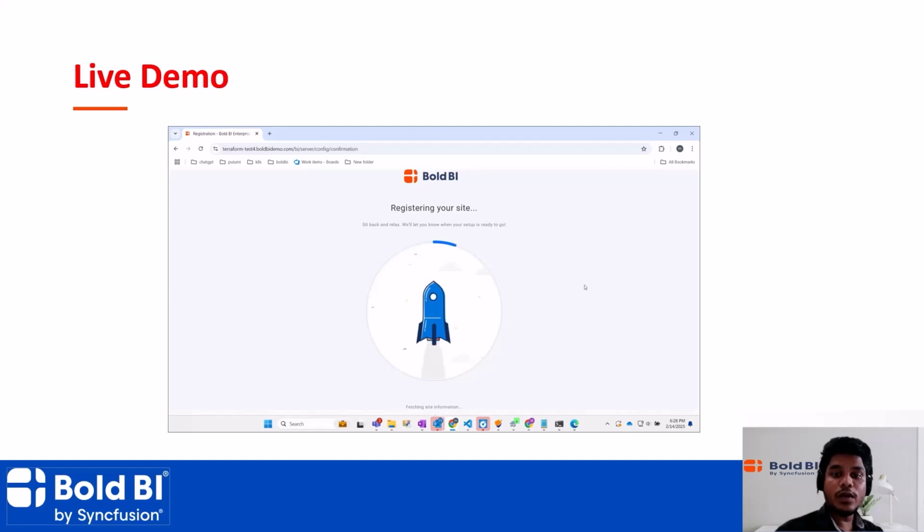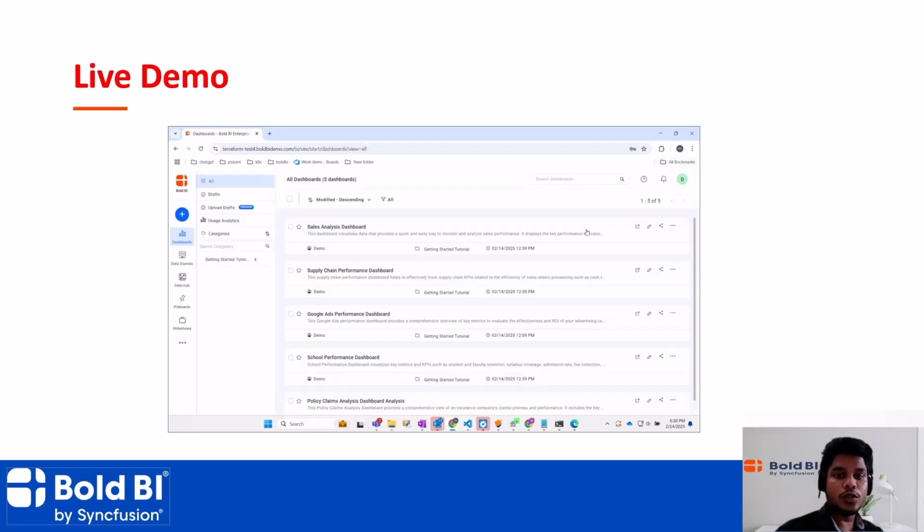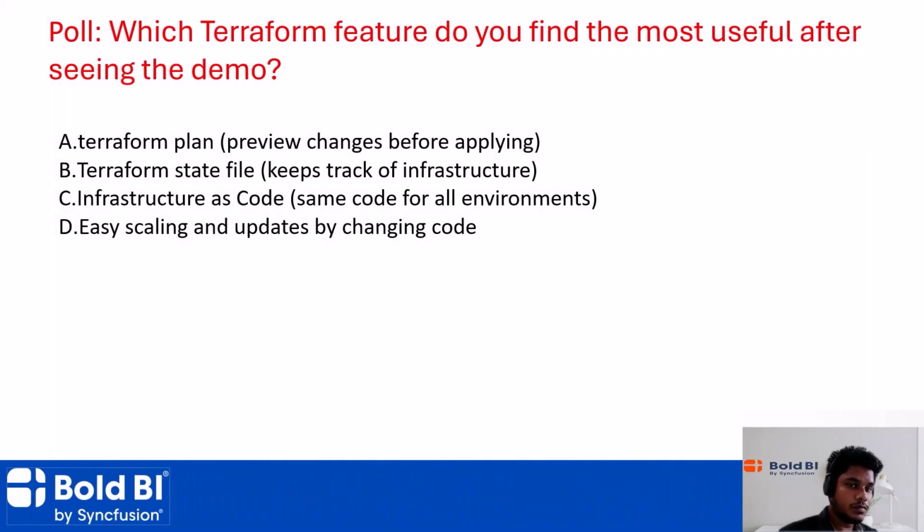Now that we have completed the demo, let's do one last poll. Here is the question. Which Terraform feature do you find the most useful after seeing the demo? Option A, Terraform plan to preview changes before applying. Option B, Terraform state file keeps track of infrastructure. Option C, infrastructure as code, same code for all environments. Option D, easy scaling and updates by changing code. Please take a moment to select your answer.